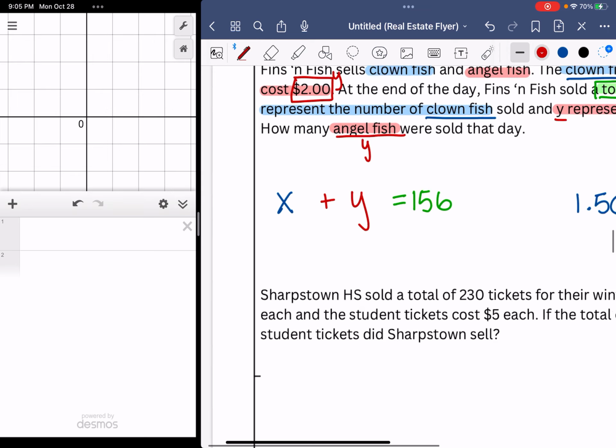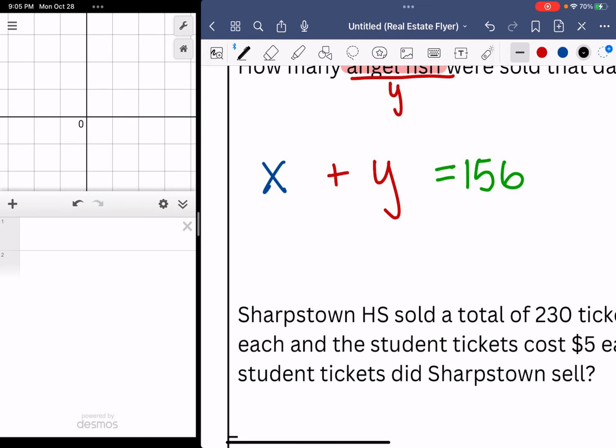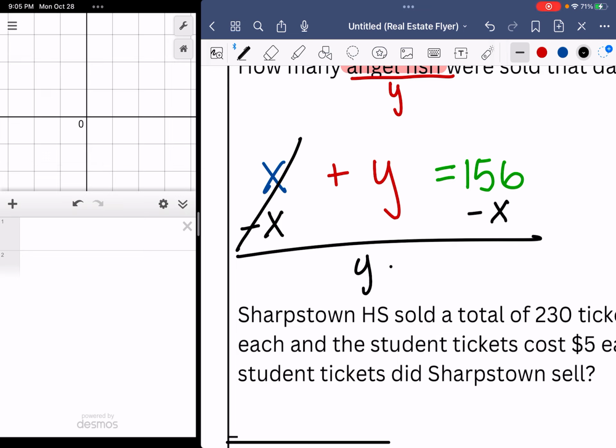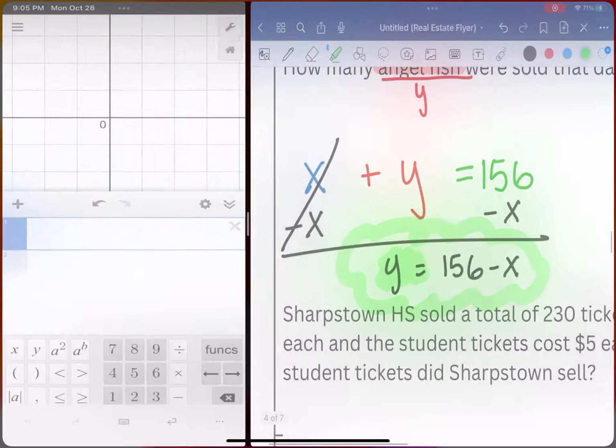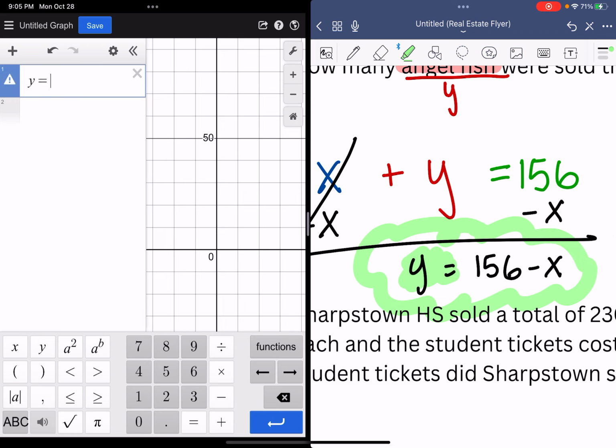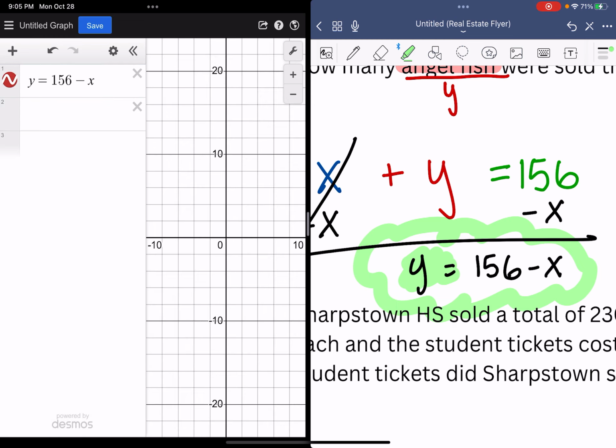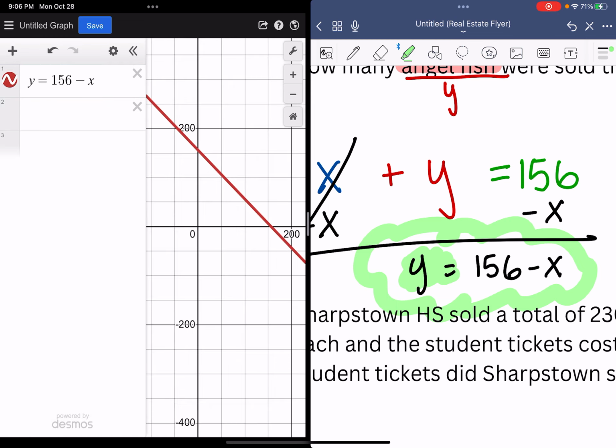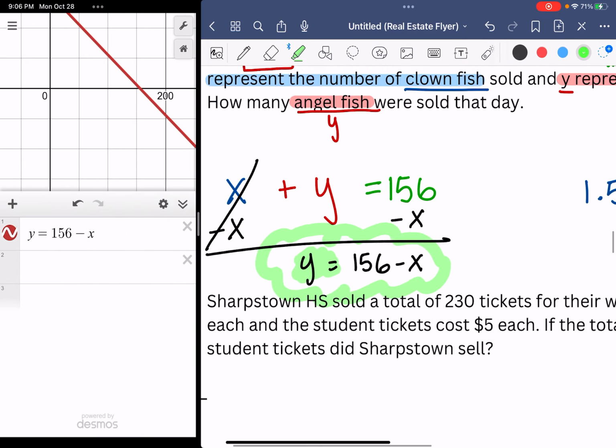So we've solved for Y a couple of times already in this review, so I'm going to do this one pretty quickly. My first step is to move X, and I am left right here with Y equals 156 minus X. And just like that, it already says Y equals, so this equation is done. I can put that in Desmos. Y equals 156 minus X. There we go.